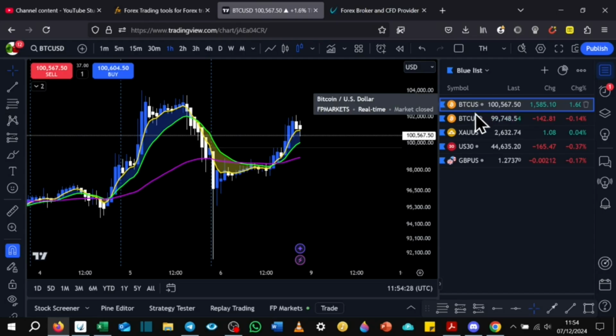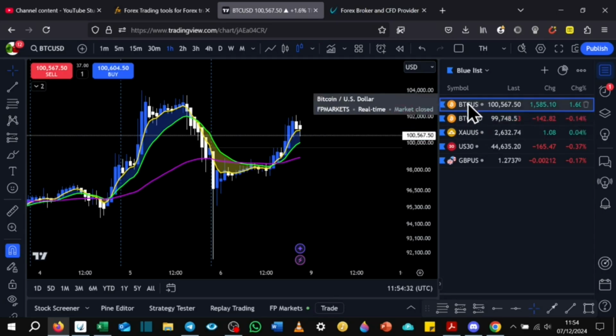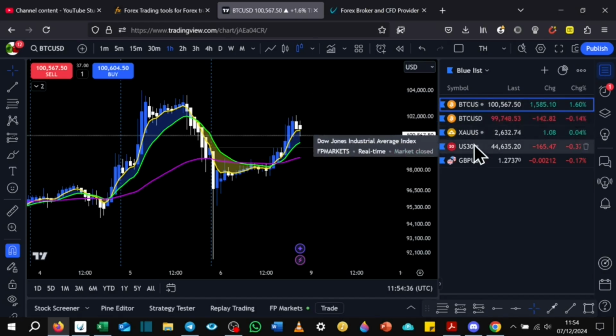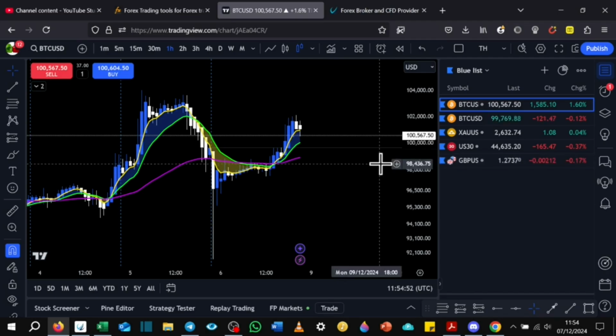As you can see here, if you watch my previous videos, this Bitcoin here is FP Markets, gold is FP Markets, US30 is FP Markets, and for example, GBP USD is FP Markets. So this is our broker. It's integrated within TradingView, and you can actually place trades with FP Markets within TradingView.